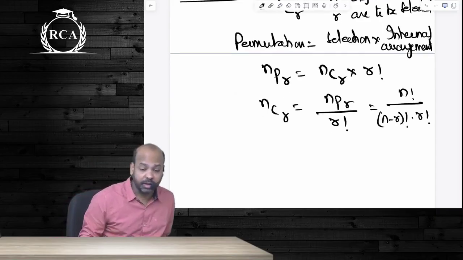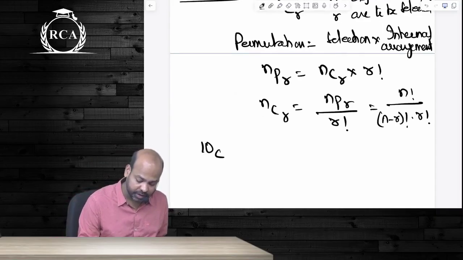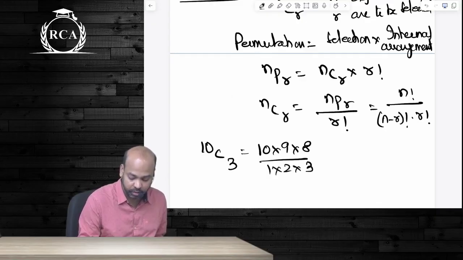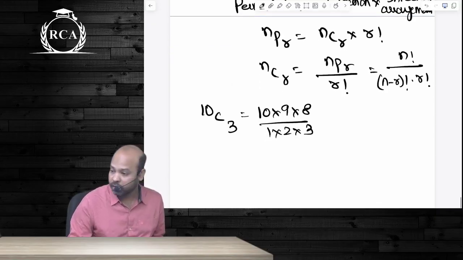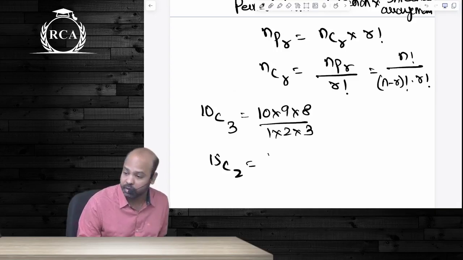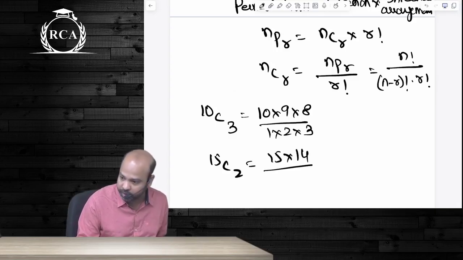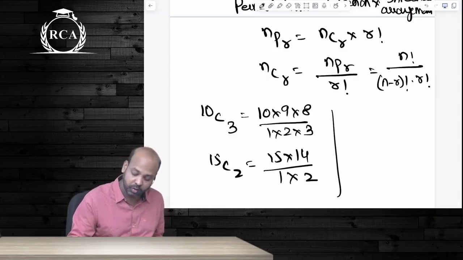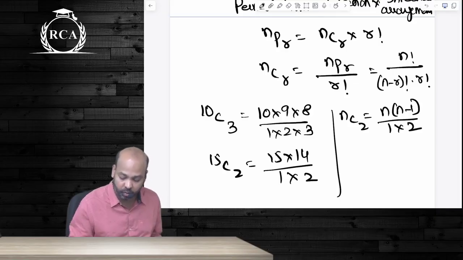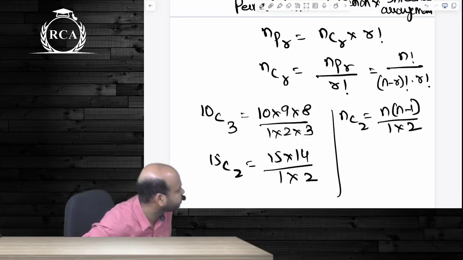I said the formula is not relevant, so what do you directly write? If it is 10C3, in the numerator I should write 3 numbers, and in the denominator I will write 1 into 2 into 3. Remember this? If it is 15C2, how will you write it? 15 into 14 in the numerator divided by 1 into 2. If it is nC2, n into n minus 1 in the numerator divided by 1 into 2. Write it down.